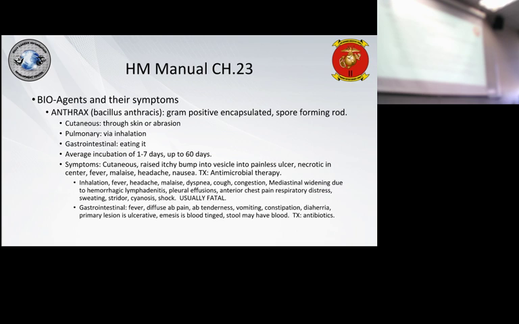The symptoms are cutaneous: raised itchy bumps of vesicle into painless ulcer, necrotic in the center, fever, malaise. Inhalation: fever, headache, malaise, cough. And then gastrointestinal: fever, abdominal pain, tenderness, emesis and blood. Emesis is tinged with blood. And the stool may have blood. Next.